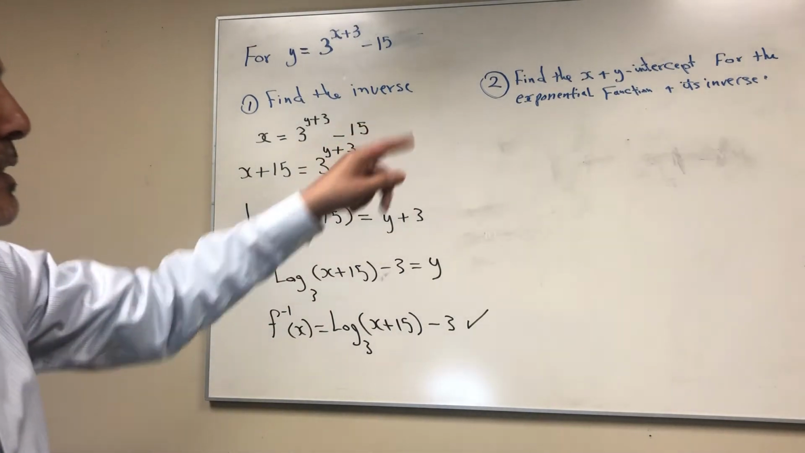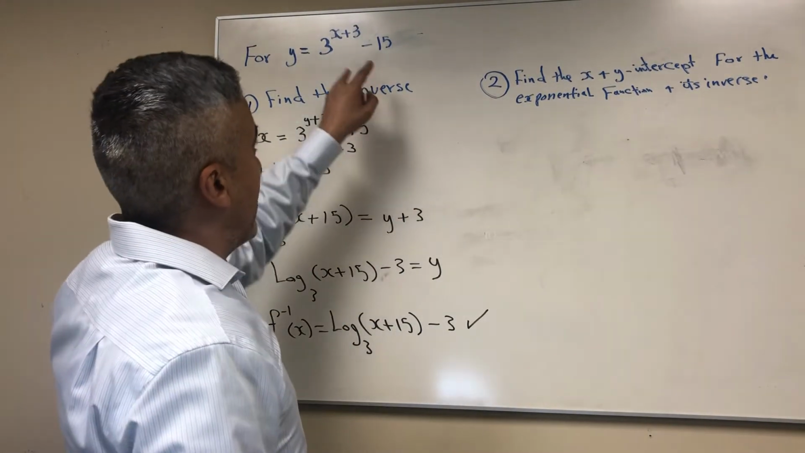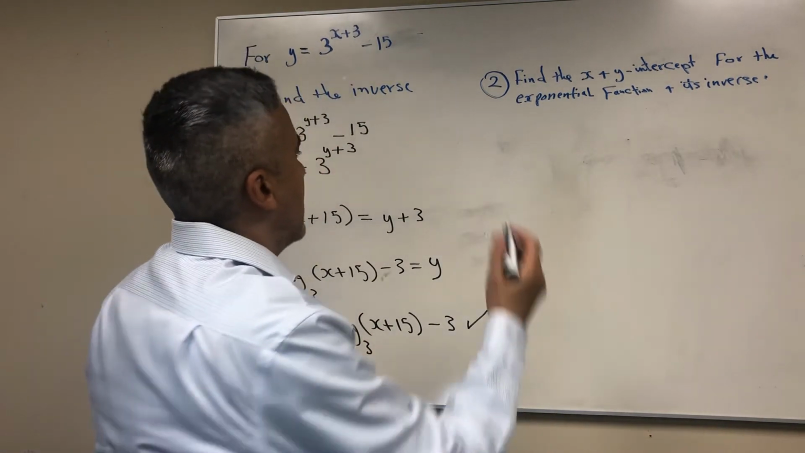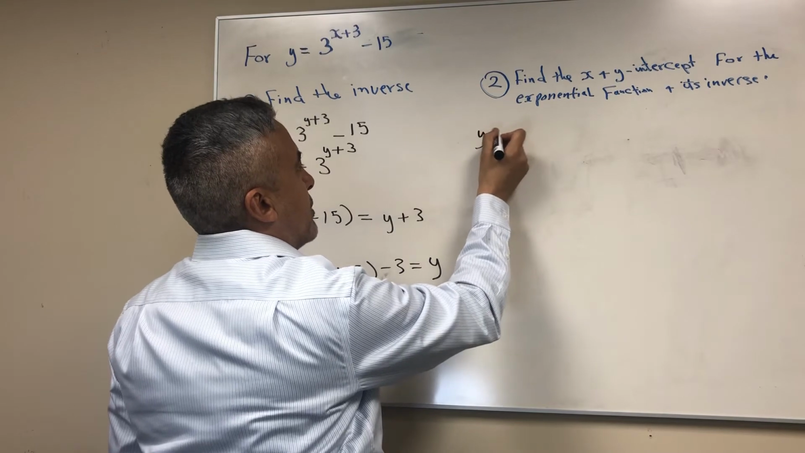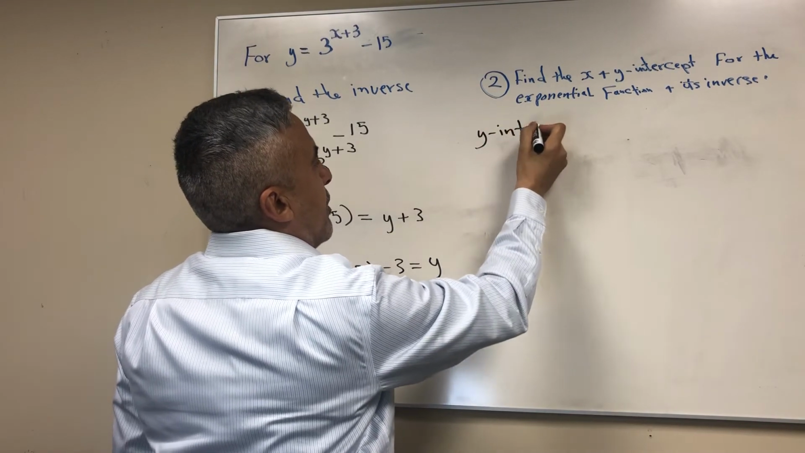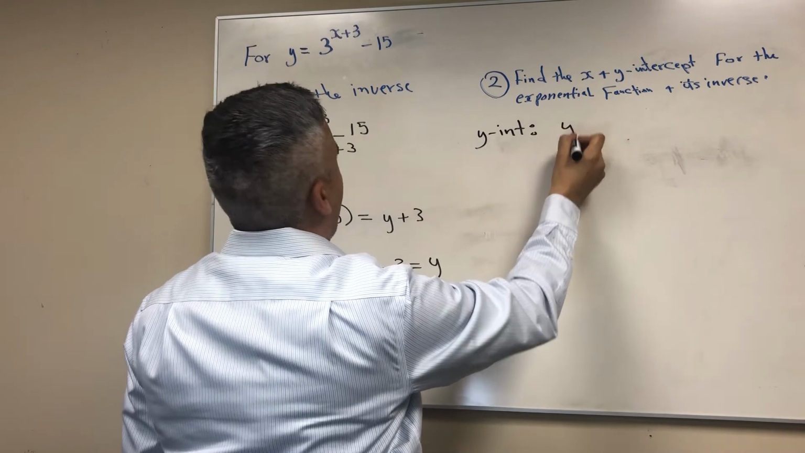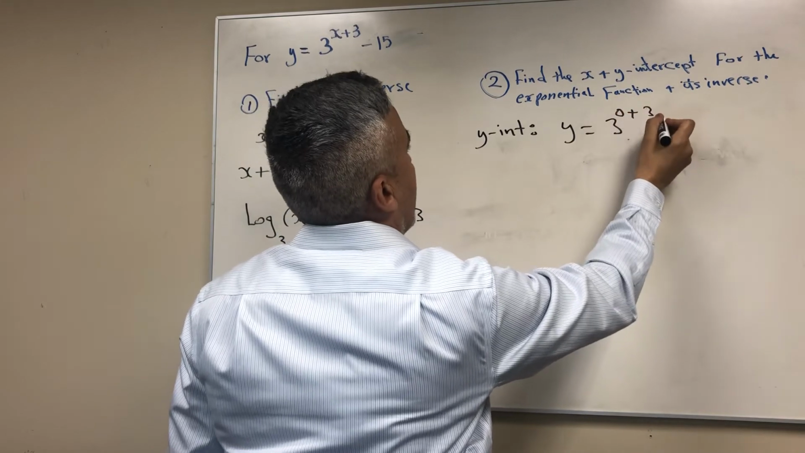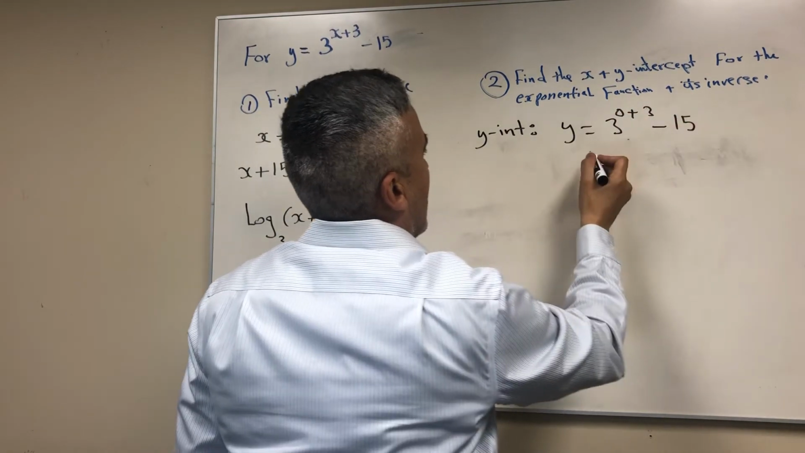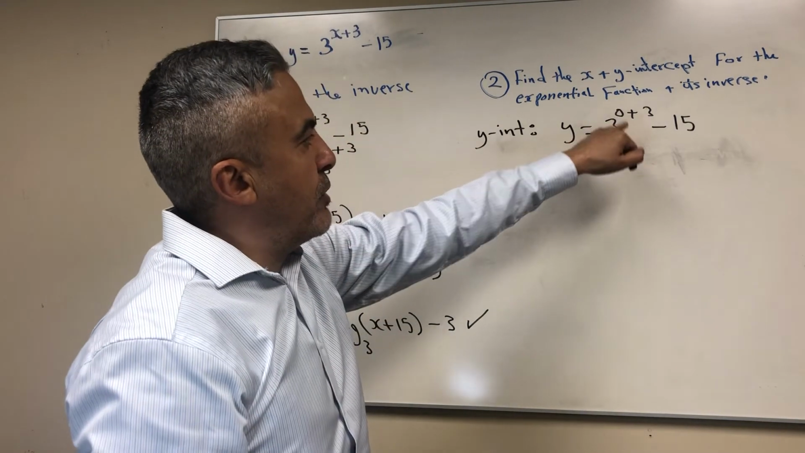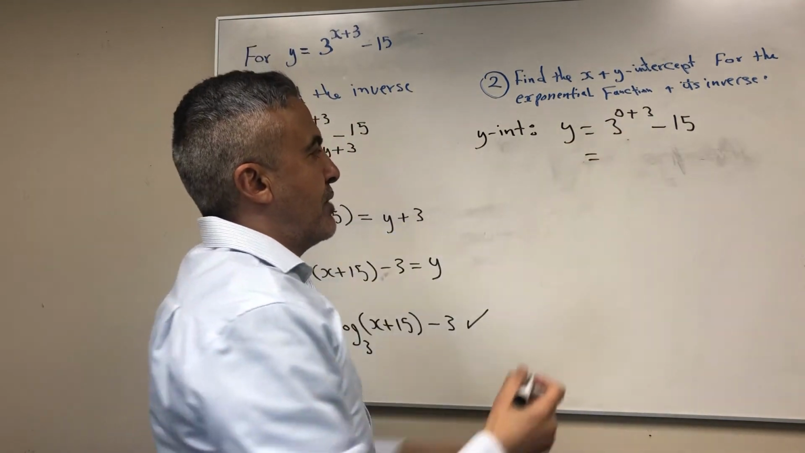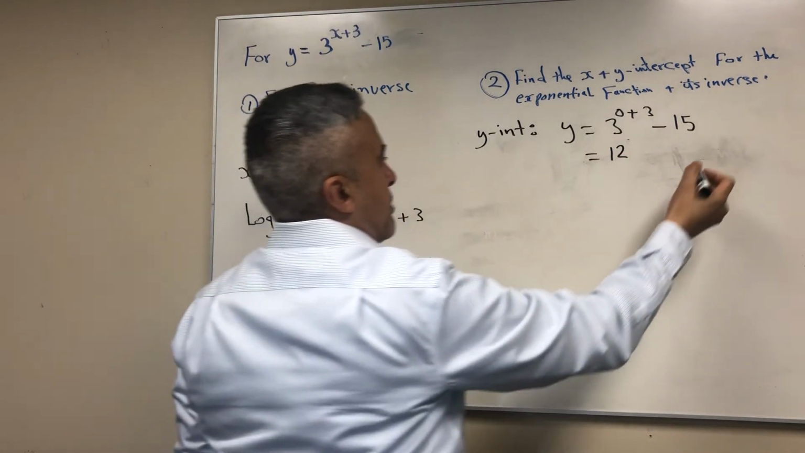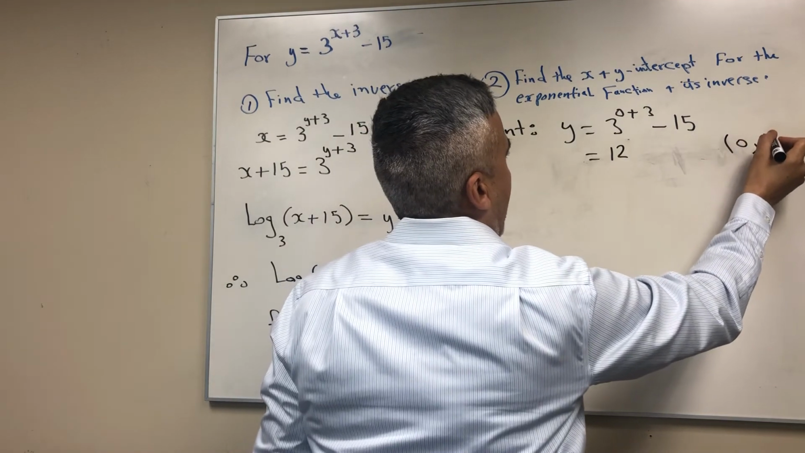So finding the x-intercept and the y-intercept of the exponential function and the inverse. So the y-intercept is easy. If we're finding the y-intercept first, then you just sub in 0 for x. So y equals 3 to the power of 0 plus 3 minus 15, which equals 3 to the 3, which is 27, minus 15 is 12. So the y-intercept is 12. That means basically I have a point that's (0, 12) on the graph.